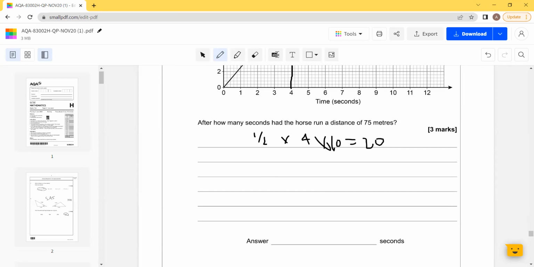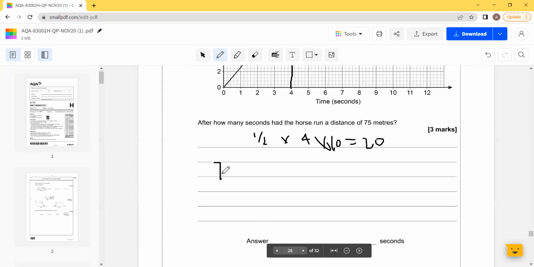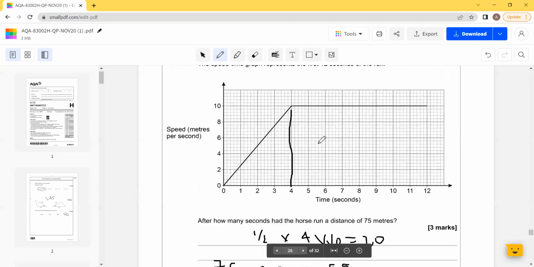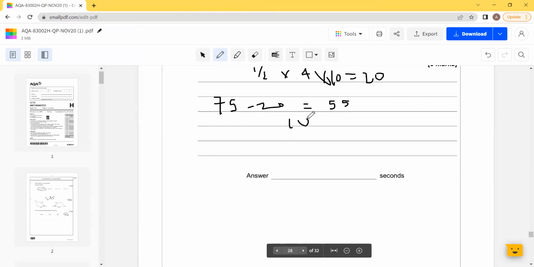And now what I'm going to do is attempt this question in a slightly different way. Well, he needs to run 75 meters. So 75 minus 20 is 55. And the area of this shape, because it's a rectangle, is just seconds multiplied by 10. So 10 times S is 55. So seconds is 5.5.